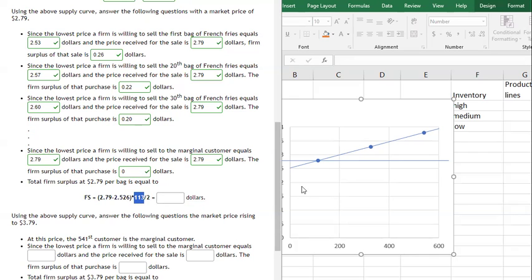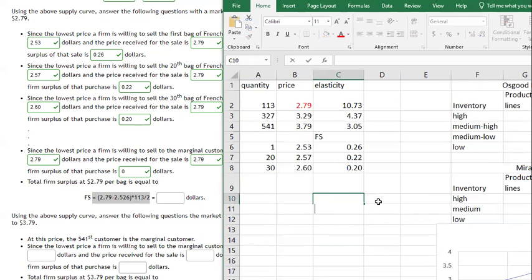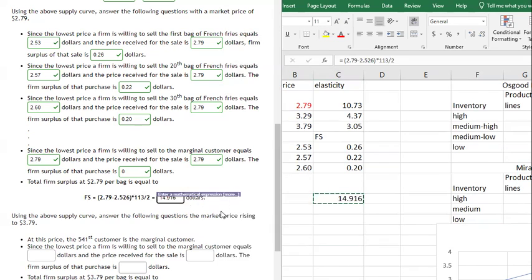113 is the width of the triangle, right? Remember, at this point here, the quantity supplied is 113. So this 113 is the width of this triangle. So we take the height of the triangle, multiply by the width of the triangle. That would give us an area of a rectangle. Divided by 2 gives us the area of this triangle. So all we have to do to calculate the firm surplus at this market price of 279 is to copy that and then paste it into here. And we get a firm surplus of 14.916.